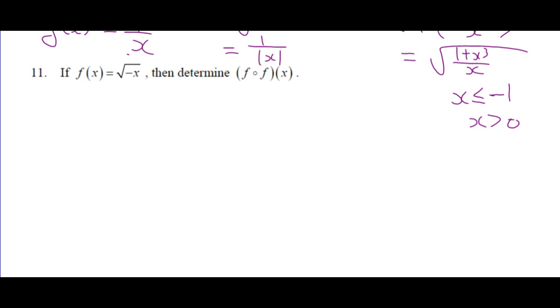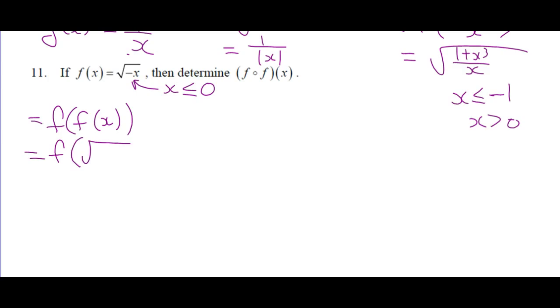Doesn't matter. Next one. If f of x is the square root of negative x, then determine f of f of x. So what's x? So x has to be less than or equal to 0, right? As long as you throw in a negative, then the negative will make it a positive and you can take its square root. Okay, so we want f of f of x, which is f of the square root of negative x.